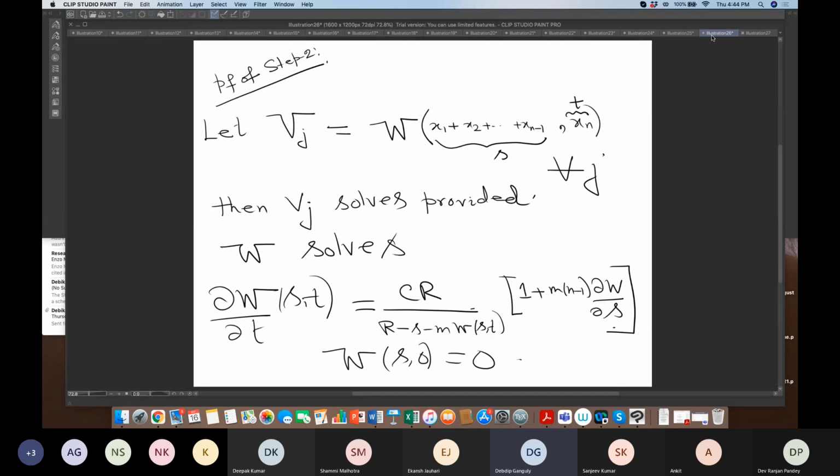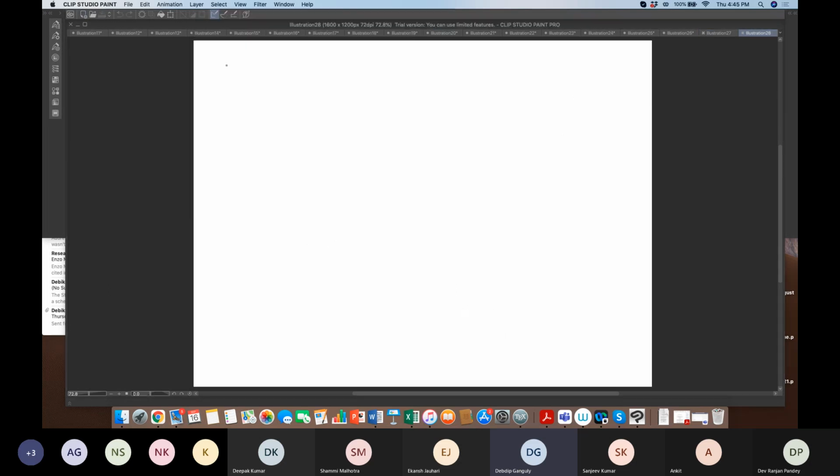That means Vj solves this. Now if you solve this, then you get the solution Vj for this. Now you tell me how to solve W. Can anyone tell me immediately? Can anyone tell me how to solve this W immediately? Just think, we have been doing this for the last 10 lectures. How to solve, like u of x, y, ux, uy? Method of? Now W is a function of two variables.